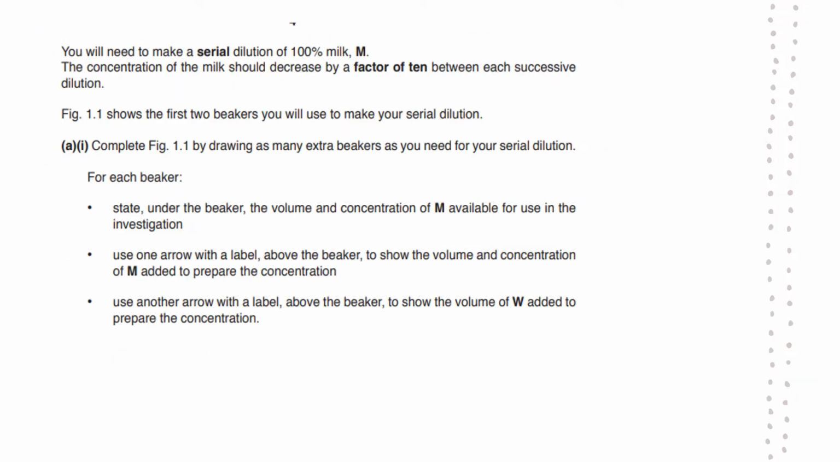So let's look at what they want us to do. They want us to make this serial dilution of 100% milk M. And they say the concentration of the milk needs to decrease by a factor of 10 between each successive dilution. And then figure 1.1 shows the first two beakers you will use to make your serial dilution. So remember that you will have beakers, you will have test tubes, and all of these things before you. For those who don't know, a beaker looks something like that. Okay. I think I'll just show you images of this in the videos that I do on food tests and so on. A beaker looks something like that, and the test tube is the longer one. Obviously, I'm terrible at drawing, but I hope that this gives you an idea.